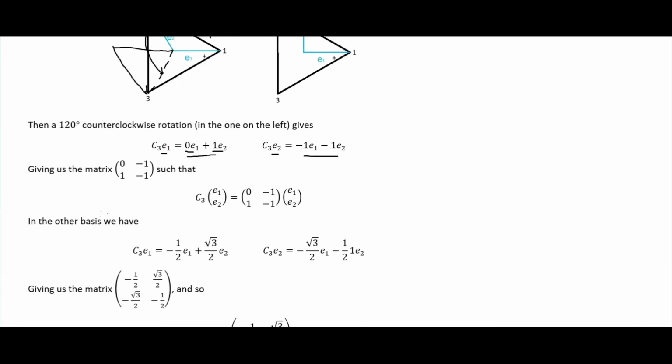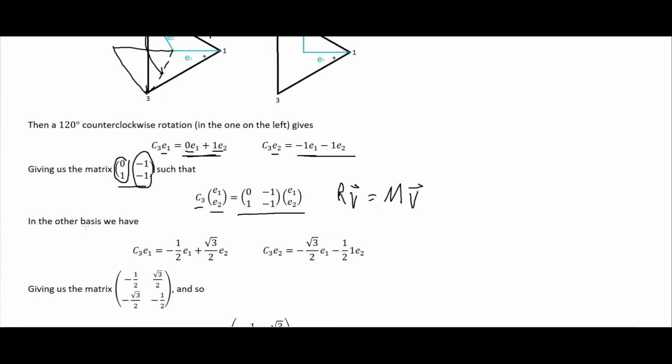And so that gives us a matrix that looks like this, where on the left side we have the components we had here, and on the right side we have the components we had over here. And so this operation, the C3, the 120-degree rotation acting on our basis vectors, gives us this matrix acting on the basis vectors. And so that is in that form that I had above, where I had the R acting on our vector equal to our matrix acting on our vector.